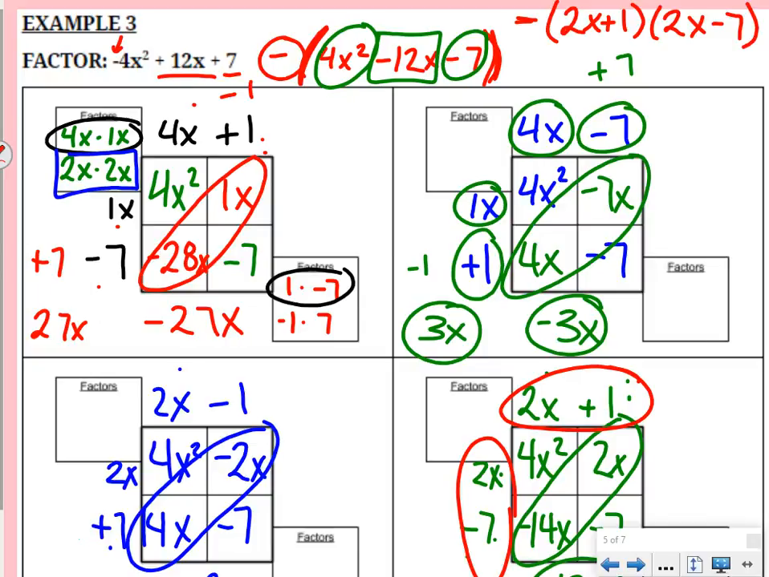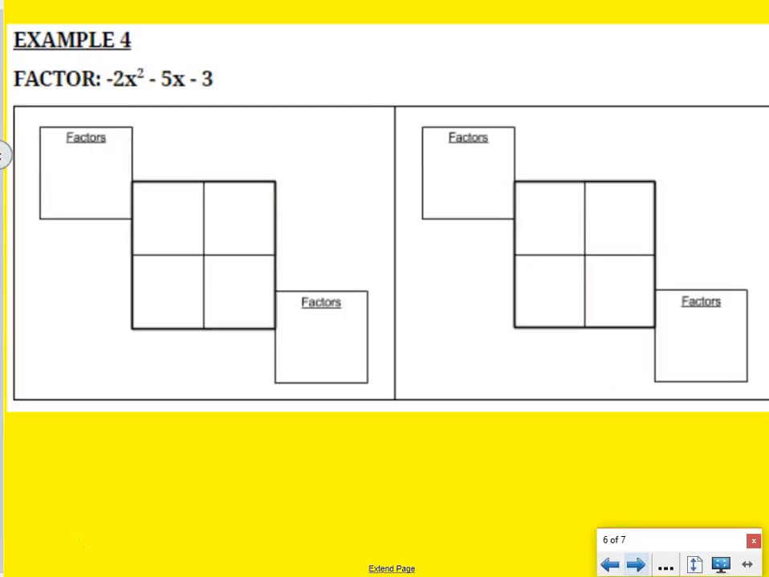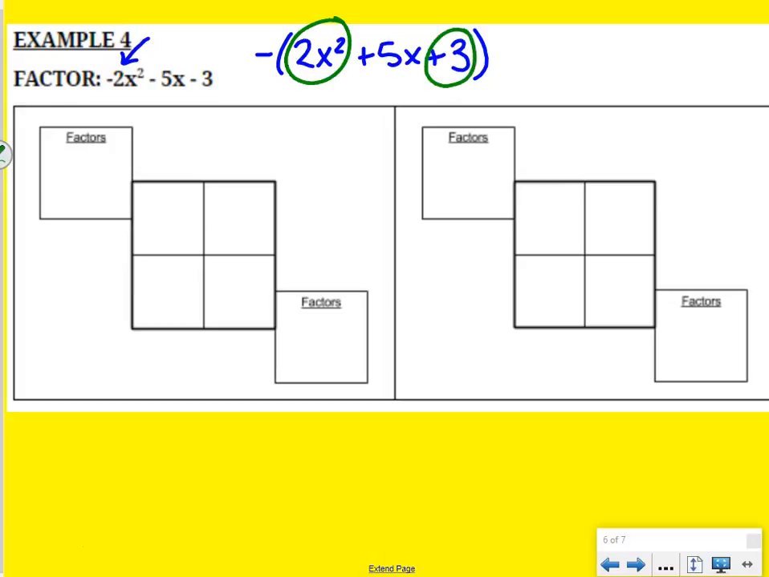All right, one last example for us, just to make sure we got the hang of it. Factor negative 2x squared minus 5x minus 3. Again, that first number is negative, so we're going to take a negative out. So it just flip-flops the signs of all of our numbers. Now we're factoring what's inside the parentheses, so we're using 2x squared and 3. And then our middle term, what we're looking for is 5x.